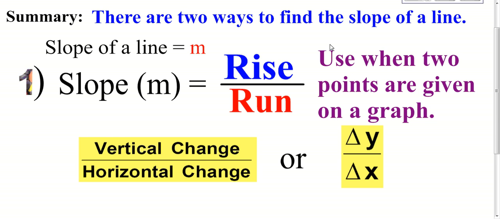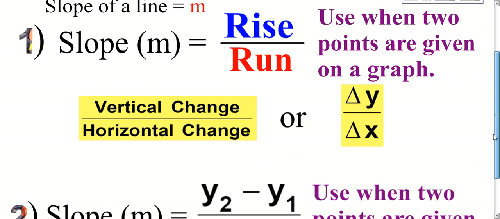So there are two ways to find the slope of a line. Number one, slope can be found using rise over run. Usually, primarily, this is used when 2 points are given on a graph. So you see a line that is graphed, and you're going to use rise over run. You're going to figure out the vertical change over the horizontal change. When you divide the two numbers, you'll get the slope.